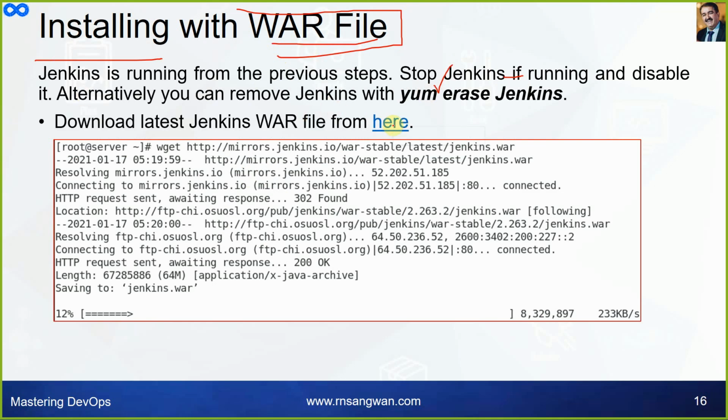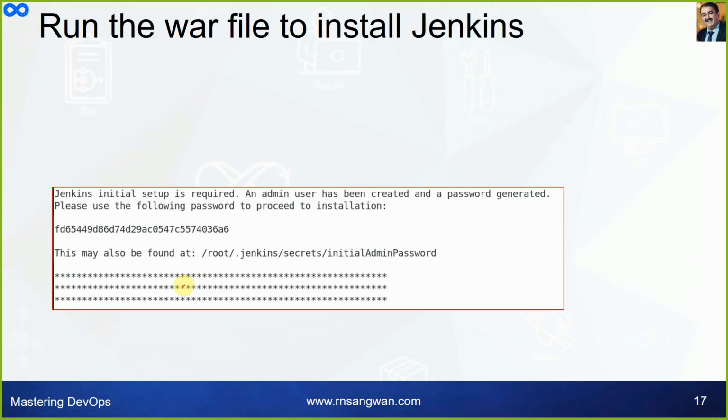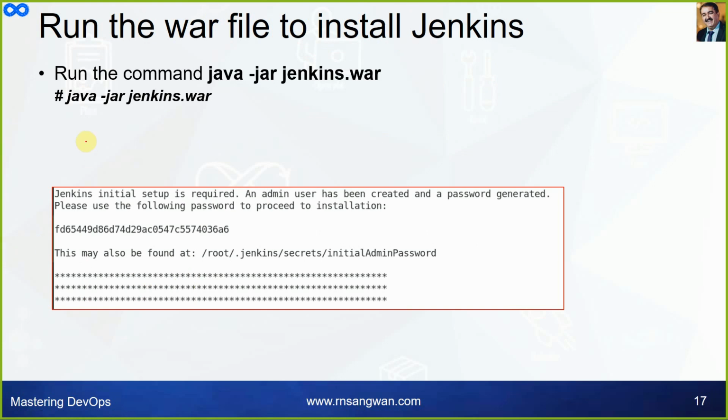Download the latest Jenkins WAR from this location, mirrors.jenkins.io war-stable jenkins.war. Download this and extract it. This is downloading the jenkins.war file. And then use the Java command to install this WAR, java -jar jenkins.war. So this will install, and in the last output it will show you the same password.